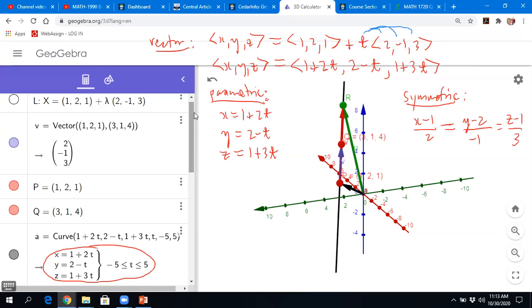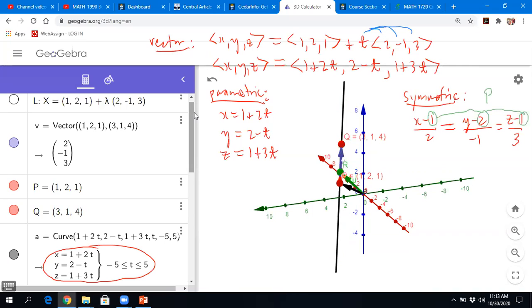Z minus 1 over 3. Now, what do you notice here? Look, don't you see the things that we're subtracting? 1, 2, 1. Do you see that that's the point P? That forms the coordinates of the point P. So the things that are being subtracted by x, y, and z respectively form the coordinates of the point P.